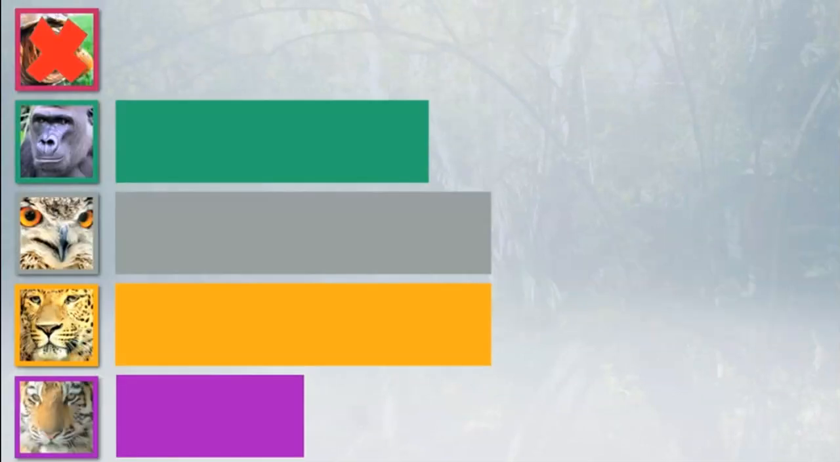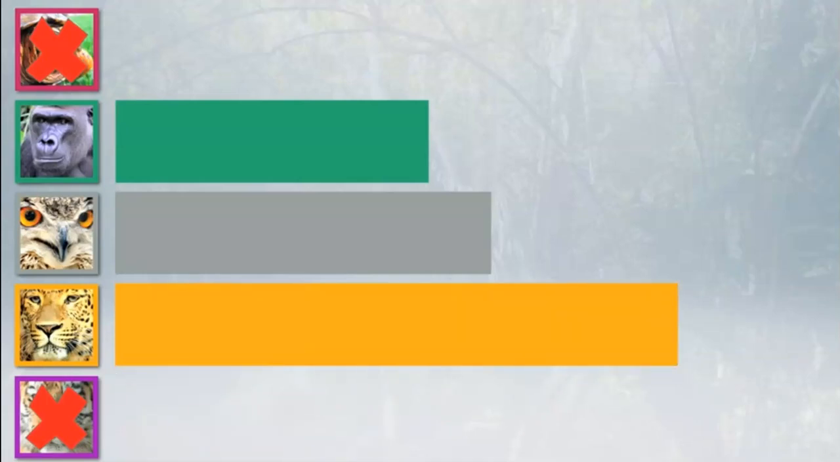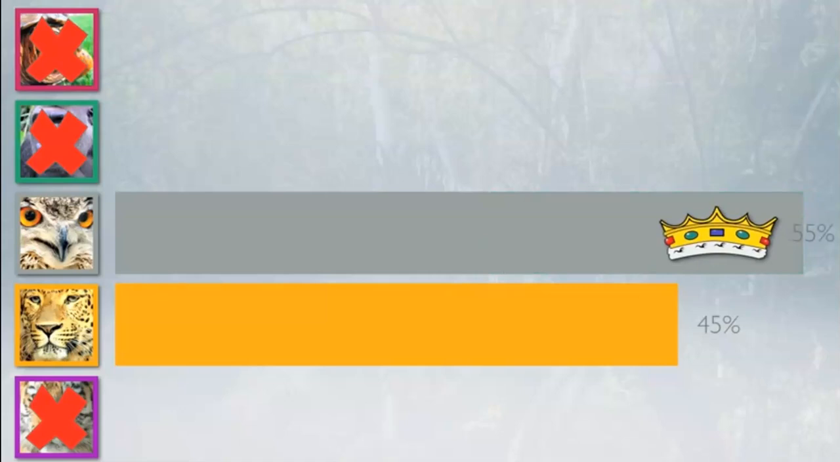left. As no one has a majority yet, the next lowest candidate, Tiger, is eliminated. Tiger voters listed Leopard as their second choice, so she gets Tiger's vote. In the last round, Gorilla is eliminated. Gorilla voters listed Owl as their second choice, so Owl gets those votes, wins a majority, and is crowned king. The alternative vote is a better system because it produces winners that a larger number of voters can agree on.